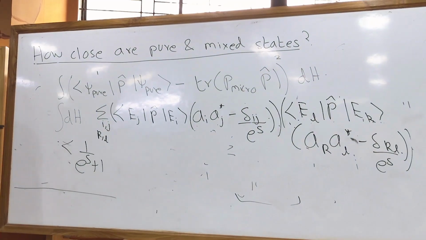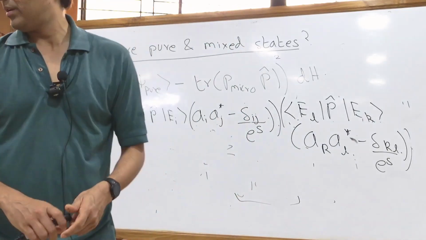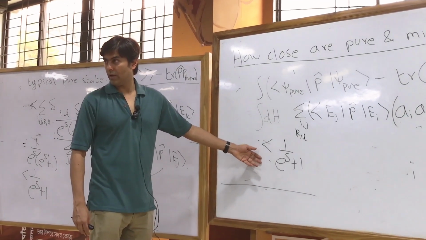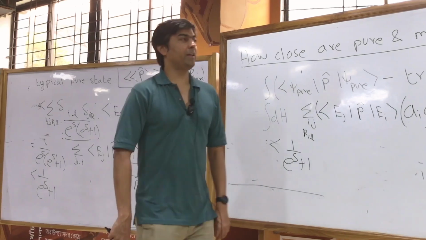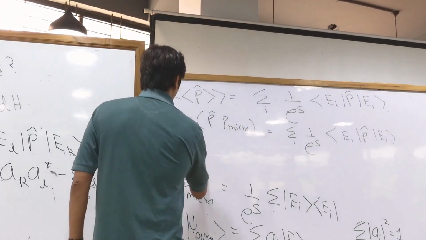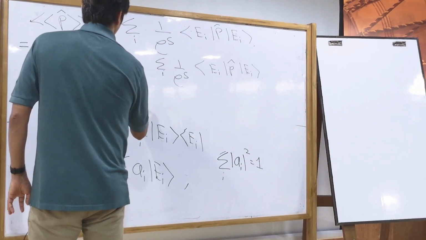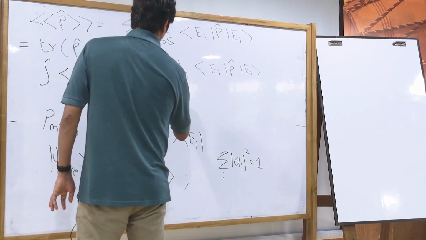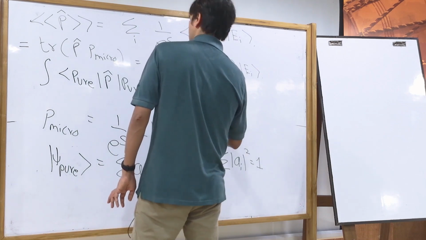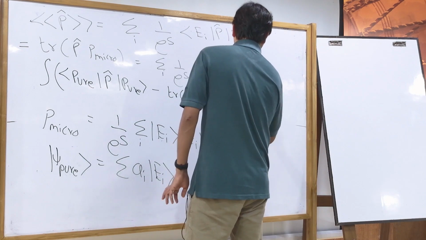Now, this is actually a very strong result because what it tells you is that if you look at a system with a large entropy, then this number is very small. So, not only have we derived that the expectation value of P hat is equal to this, we have also derived the second result which I am writing here: rho pure minus trace of rho micro, the whole squared, is smaller than 1 by e to the s plus 1.